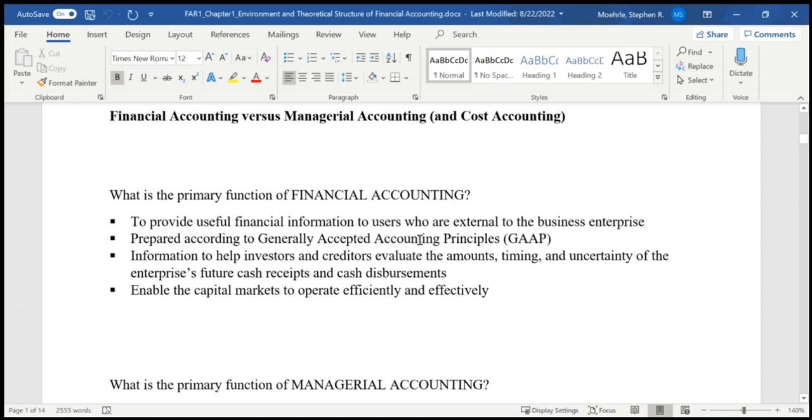So let's go to that next page. What is financial accounting information as opposed to managerial accounting information, cost accounting? The primary function of financial accounting information is to provide useful information to users who are external to the business enterprise. This information is prepared according to what we call generally accepted accounting principles. You'll hear that called GAAP. This information is designed to help investors and creditors evaluate the amounts, timing, and uncertainty of the enterprise's future cash receipts and cash disbursements. And again, this enables the capital markets to operate efficiently and effectively. Put simply, capital markets will not operate efficiently and effectively without the services we provide, both in providing information and auditing that information.